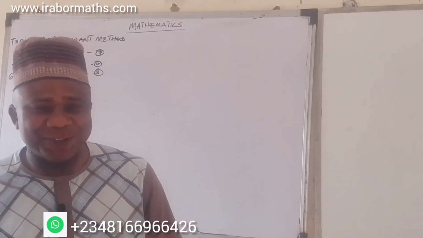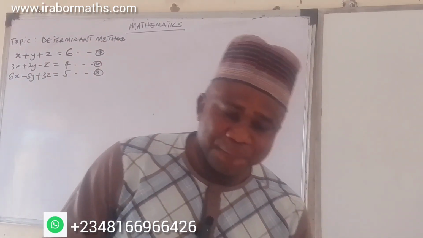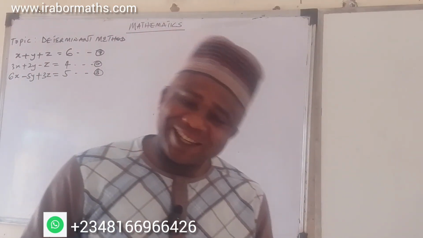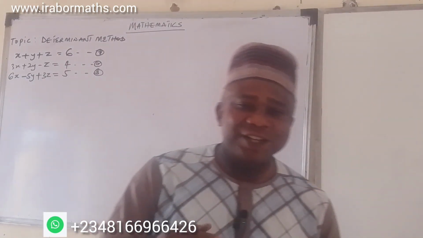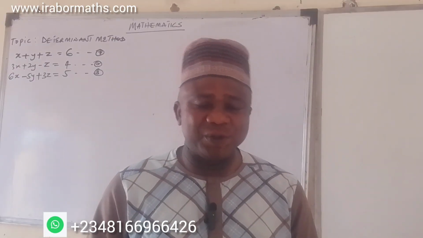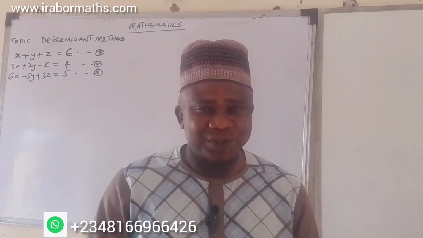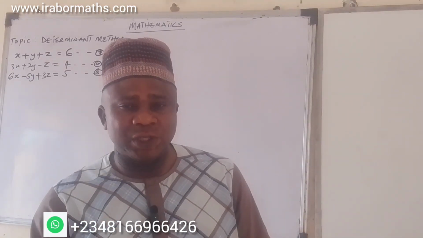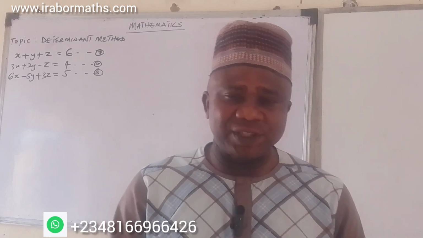In our last section, we looked at the application of the inverse matrix method in solving simultaneous equations involving three variables. So today we are going to be looking at the determinant method, also known as Cramer's rule. We're going to look at how to use Cramer's rule to solve simultaneous equations involving three variables.